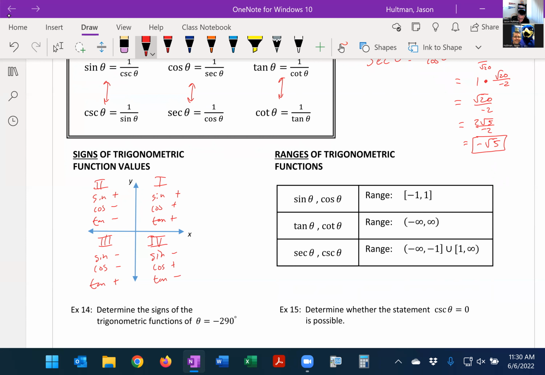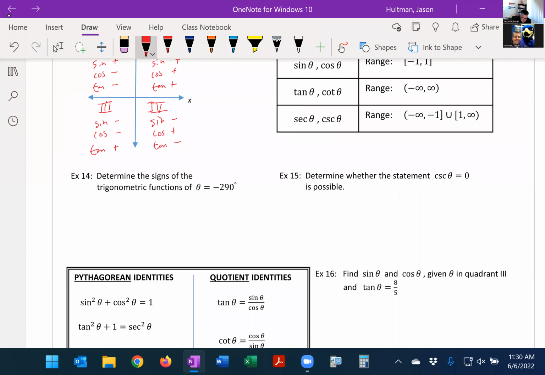Okay, the ranges of the 6 trig functions. The sine of theta, the range is -1 to 1. Those are the output values. The cosine output values are also between -1 and 1. They're bounded. The tangent and cotangent go from negative infinity to positive infinity. And the secant and cosecant go from negative infinity to -1. And then there's a jump from -1 to 1, and then 1 to infinity. When we talk more about the graphs of these, you'll begin to see why the ranges are what they are.